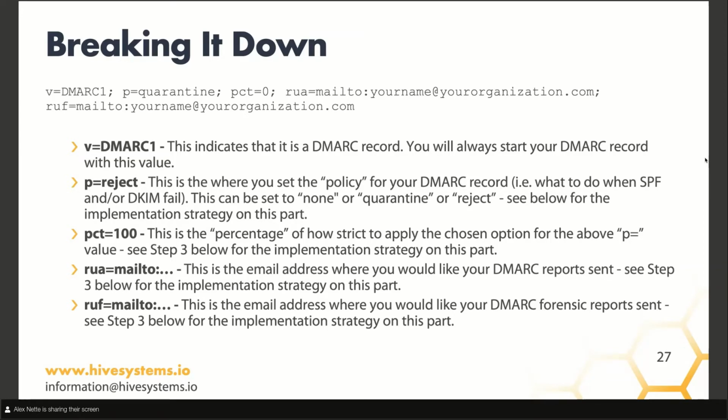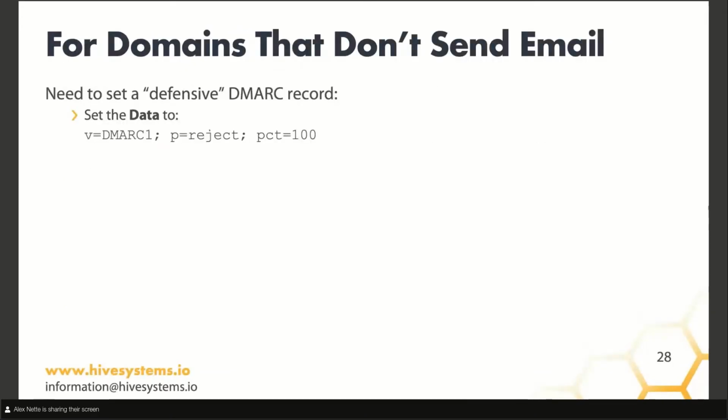That percent is the percentage of how strict to apply that chosen option. So in the above, we have that percent = 0. And so we're going to slowly ratchet that up to 100 for each of these levels, the none, quarantine, or reject. And we'll talk about that in just a minute. The RUA and the RUF are for reporting. And so this is the email address where you want your DMARC reports sent. And for the RUA, that gets sent usually daily, and the RUF gets sent as things have trouble. We'll talk about that in just a second.